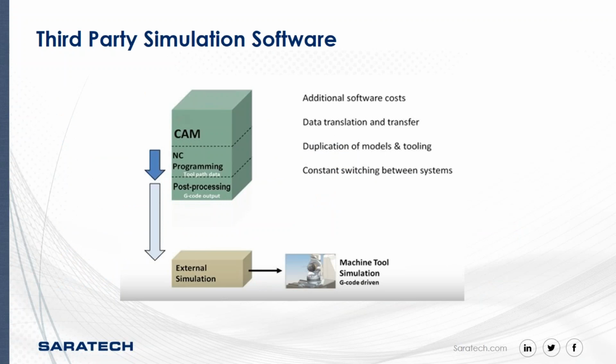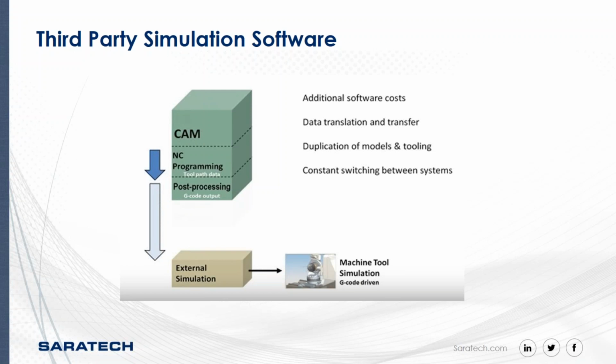So in this slide, we're going to talk about the third-party simulation softwares. As I said, VNCK and other softwares. It has additional costs. You have data translation and transfers. You have duplication of models and tooling, and you're constantly switching between systems. And what's not mentioned on this slide is that when you use a third-party verification software, it creates an additional file. So what you're going to have is you're going to have three files.